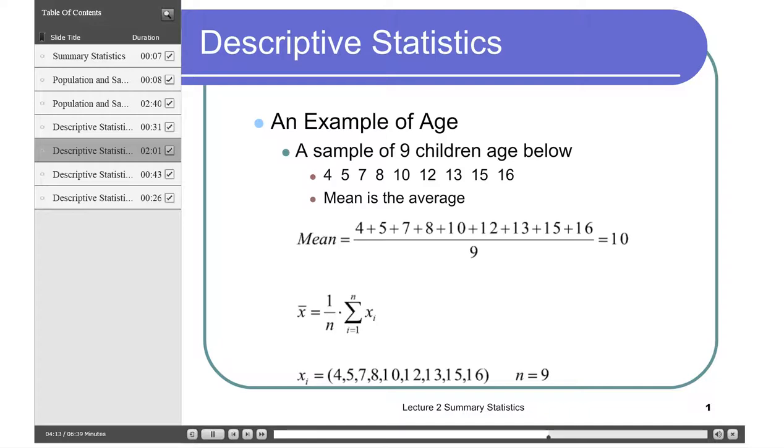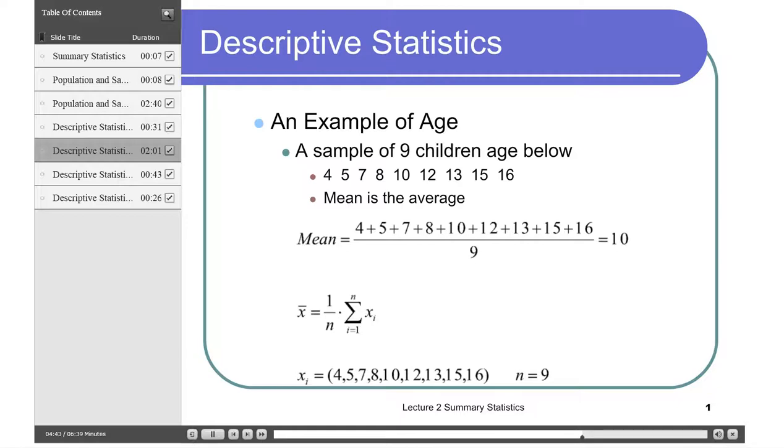Below the calculation, we can see a mathematical formula for calculating the sample mean. Let's run through this formula and talk about what all the symbols represent. On the far left-hand side, we have x bar, which is just the symbol that we use to represent the sample mean. And on the right-hand side of the equation, we start off with 1 over n. Now, n is the sample size. It's the number of elements in the data set. For example, in this problem, there are 9 children in our data set, and so n is equal to 9.